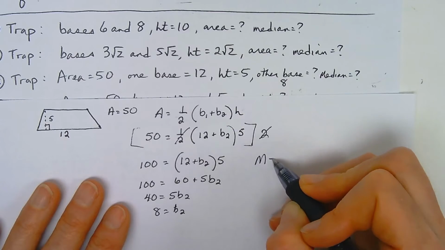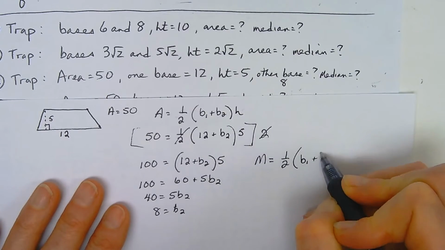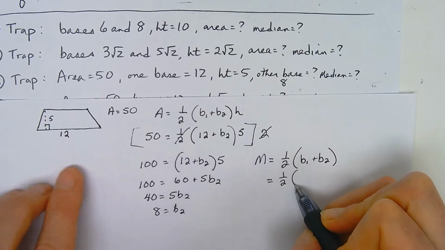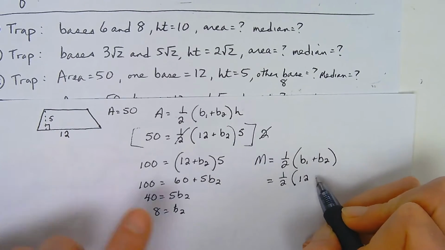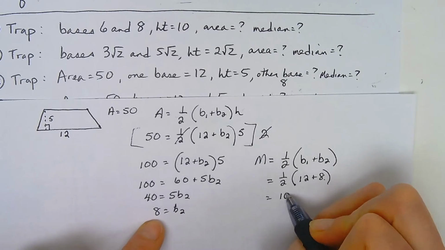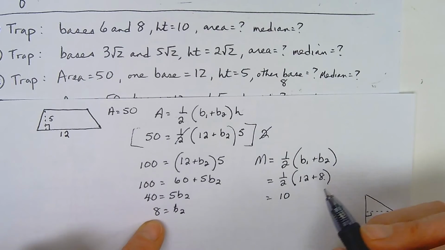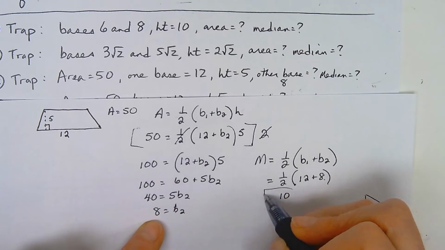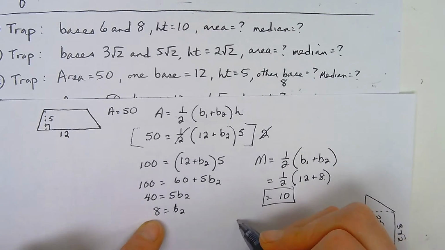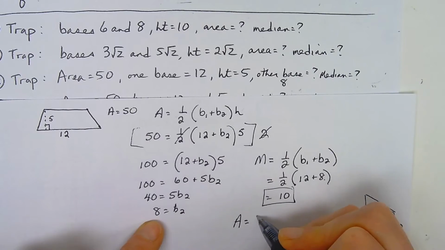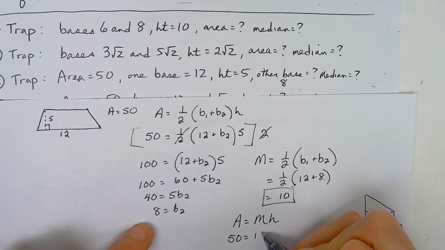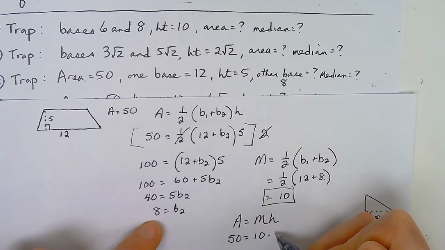The median for this trapezoid is equal to 1/2 base 1 plus base 2. So the median is equal to 1/2 of, well, the first base was 12, and the base we just found was 8. So that's 1/2 of 20, which is 10. Now, just to double check, to see if my median and my base and my areas are correct, just to see if it kind of jives. An area of trapezoid is also equal to the median times the height. We're told the area is 50, the median is 10, and the height is 5.